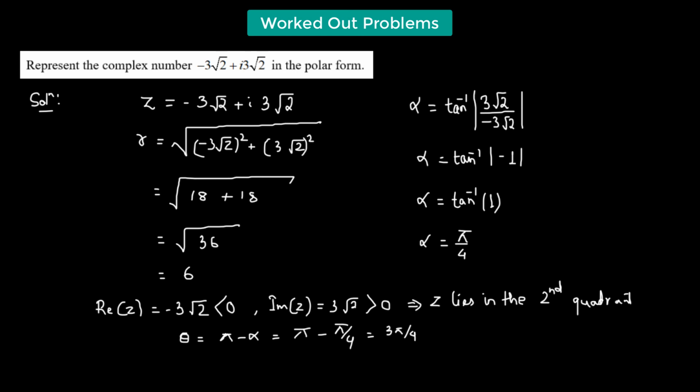Now that we have the value of both r and theta, the final complex number in the polar form will be 6 multiplied by cosine of 3 pi over 4 plus i times sine 3 pi over 4. So this is the complex number in the polar form.